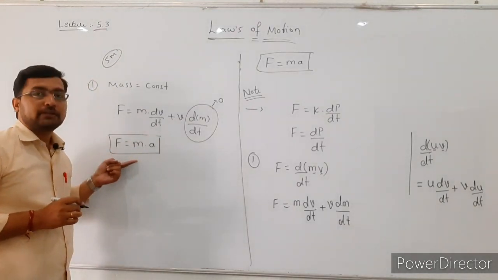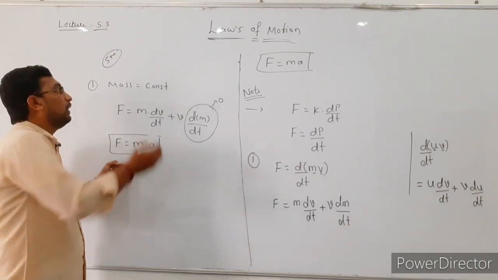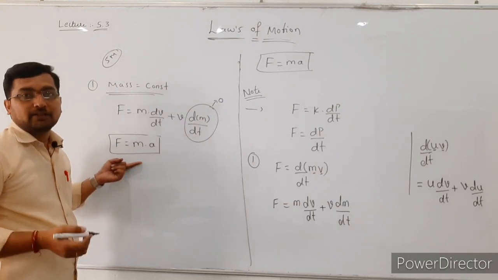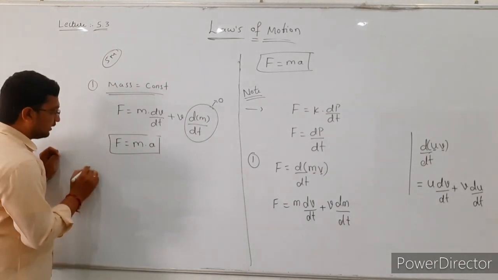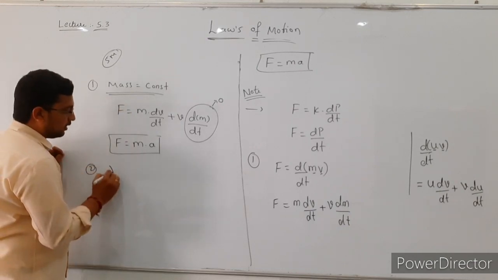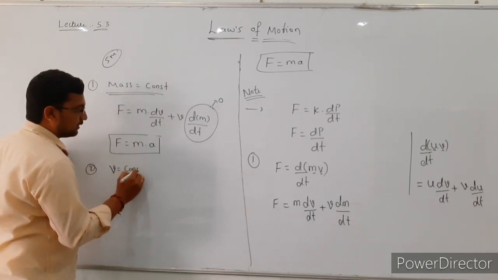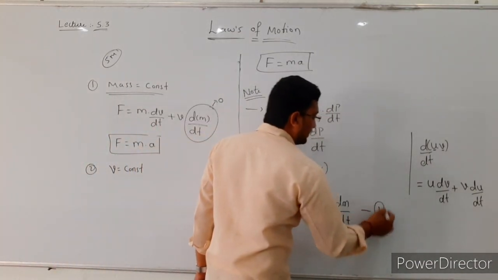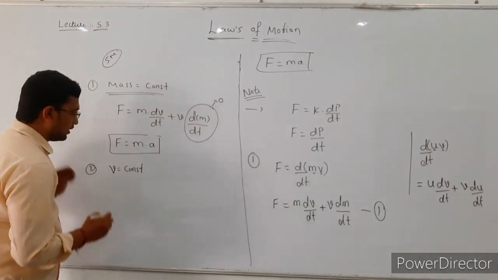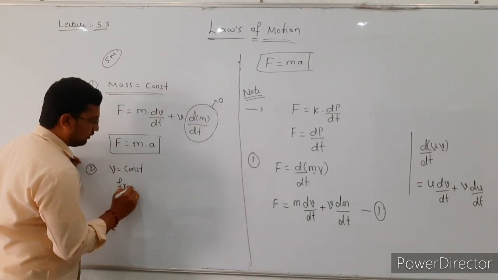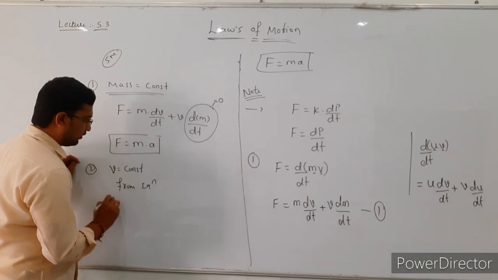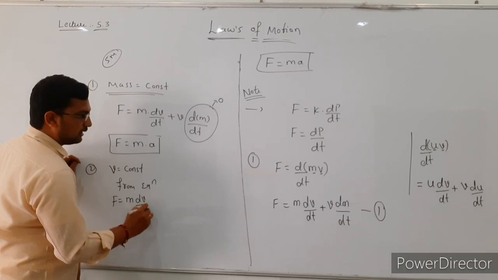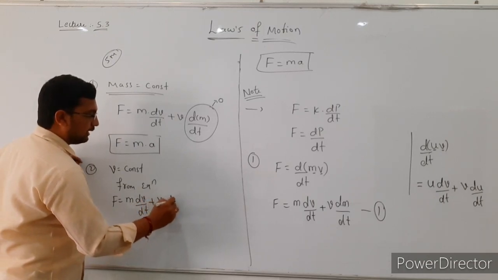So this formula we use to calculate the force acting on the body when the mass of the system remains constant. And in the second case, if the velocity of the system is constant. Okay, so from this relation, let us assume that this equation is equation number 1. So from equation number 1, force is equal to m dv by dt plus v into dm by dt.